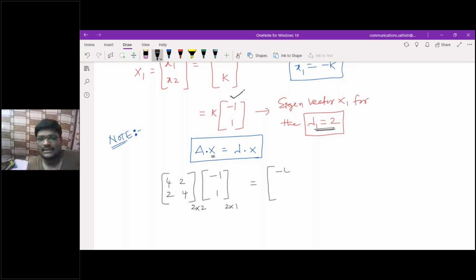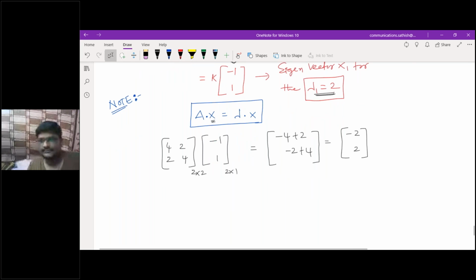Minus 4 plus 2, minus 2 plus 4. What I got is minus 2 and 2. Am I correct? This is minus 2 and 2 only.